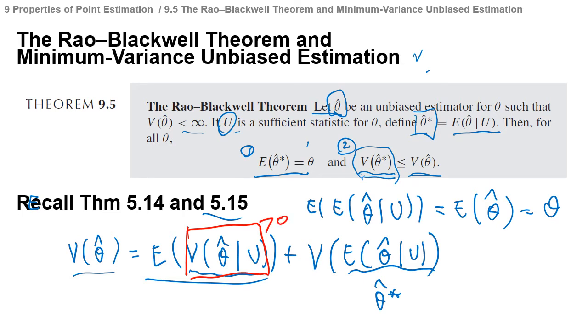And so this shows that the variance of zeta hat is greater than or equal to the variance of zeta hat star. This part is zeta hat star. Okay, so we proved the second one, and this is the proof for Theorem 9.5.